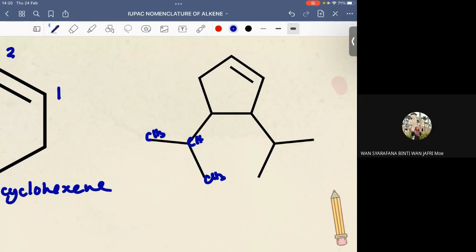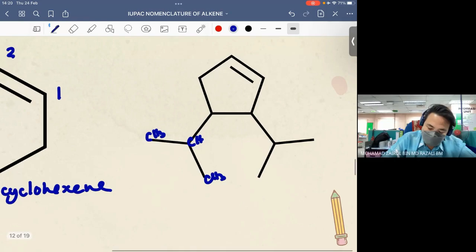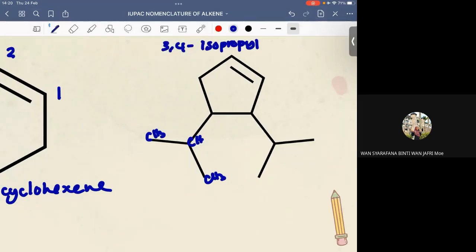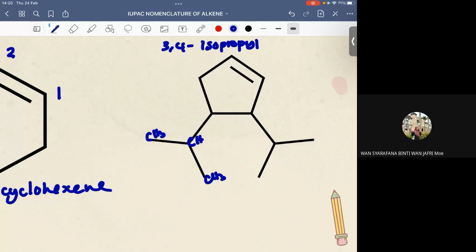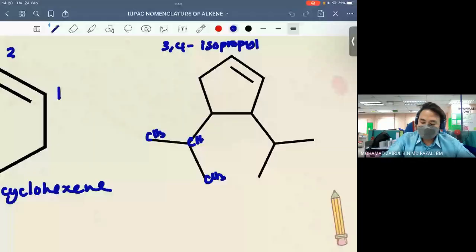So, saya try, sir. Boleh. Try. 3, 4. Berapa? Isopropyl. 3, 4. Okay, 3, 4. Isopropyl. 3, 4. Kena letak di ke, sir? Ya, kena letak di sebab ada 2 kan? 3, 4 diisopropyl. Okay, propyl. Parent dia?